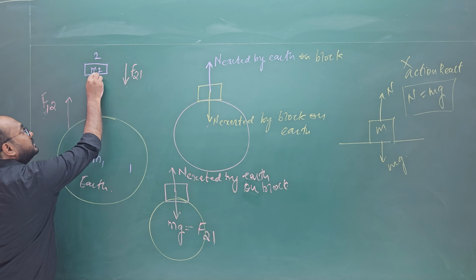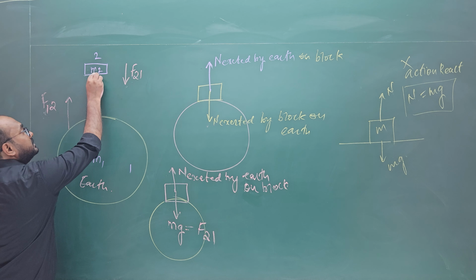But never say that normal and mg are an action-reaction pair. Why? This is the direction of normal, which is exerted by whom? Earth. This is the direction of mg, which is again applied by whom? Earth. On whom? On the block. And what is the basic condition? Two forces must be acting on two different bodies, both equal and in opposite direction.